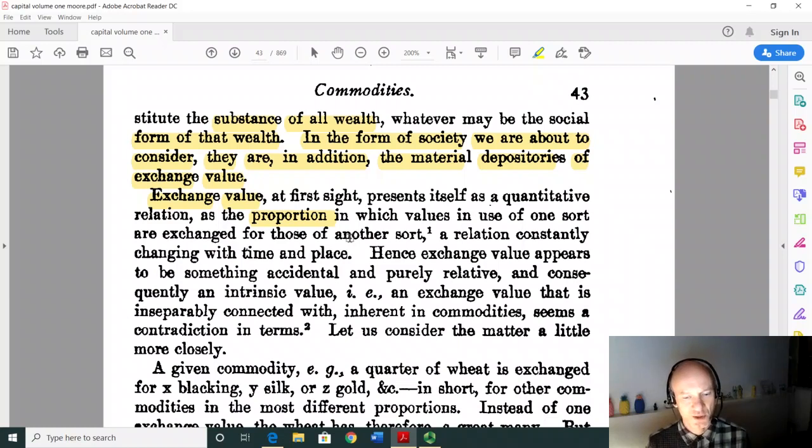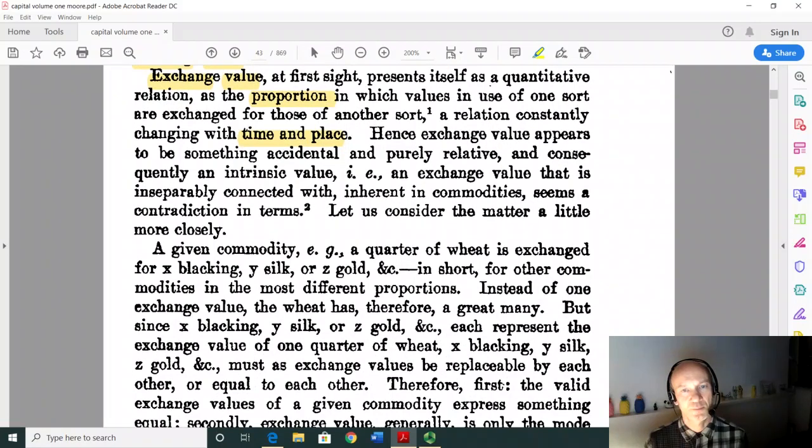Now the question is, if you think about this in a sort of abstract manner, if you think of any kind of society where people exchange things in some way, they must figure out how much of one thing should be exchanged for how much of some other thing. That is what we're looking at, and that is basically the idea of exchange value. A relation constantly changing with time and place. So again we have here the emphasis on the historicity and also the societal and, if you like, geographical specificity of all these categories. So the meaning of all these things depends on history and society.